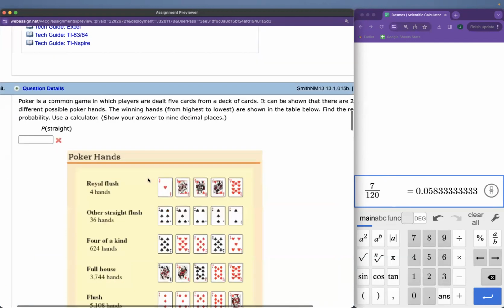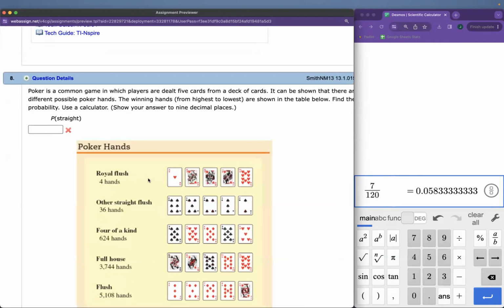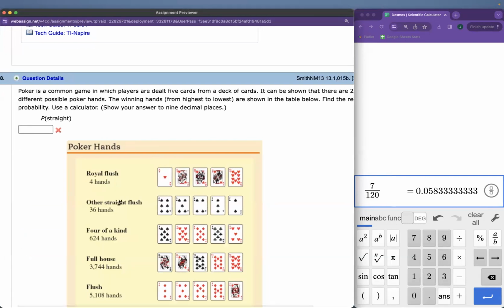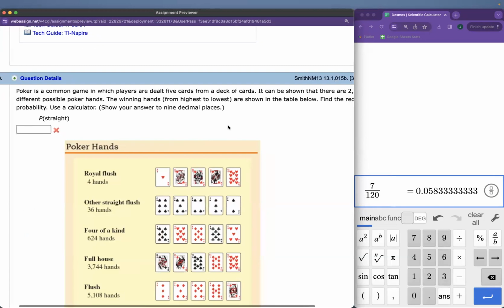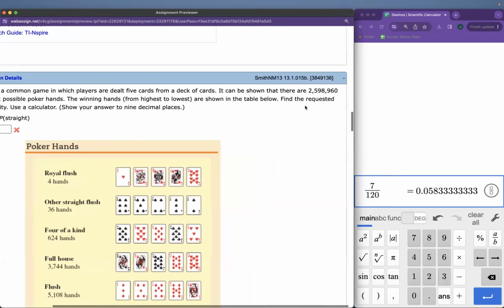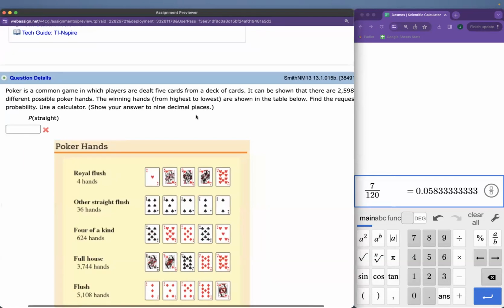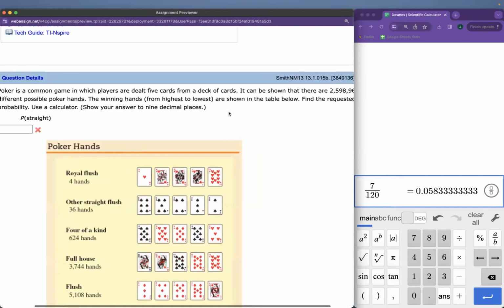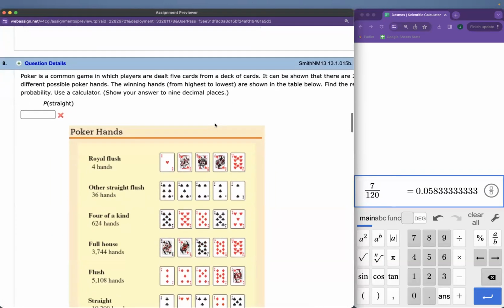Number 8. Poker is a common game in which players are dealt 5 cards from a deck of cards. This is a standard question we've seen before on the homework. There's 2,598,960 possible poker hands. The winning hands from highest to lowest are shown in the table. Find the requested probability and use a calculator.